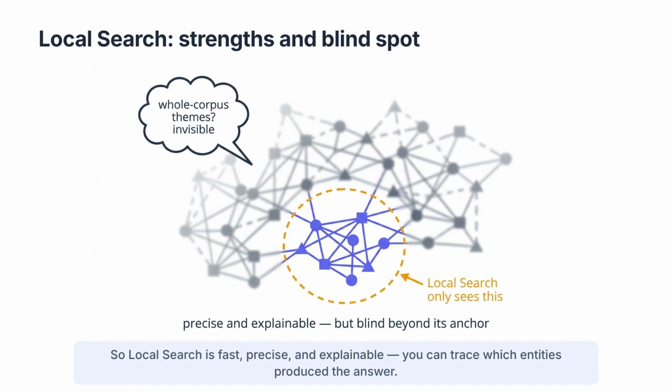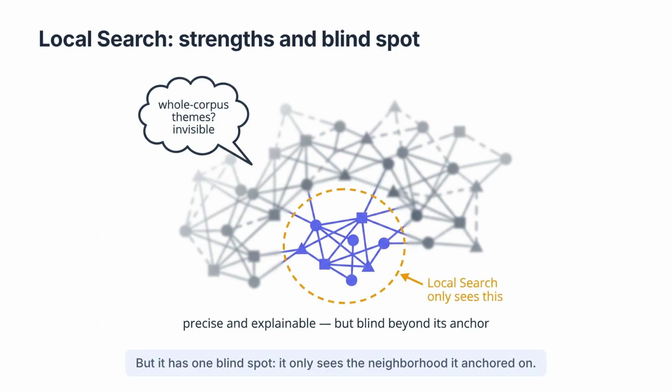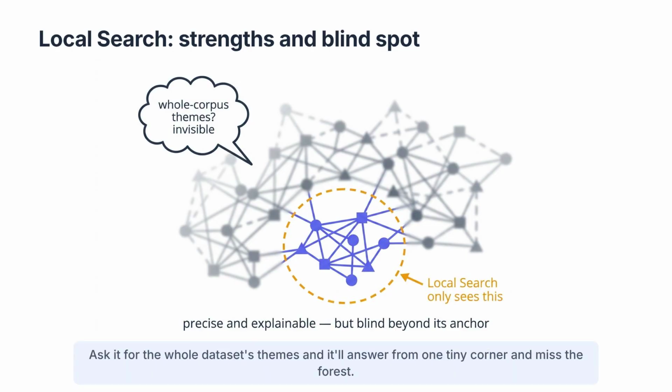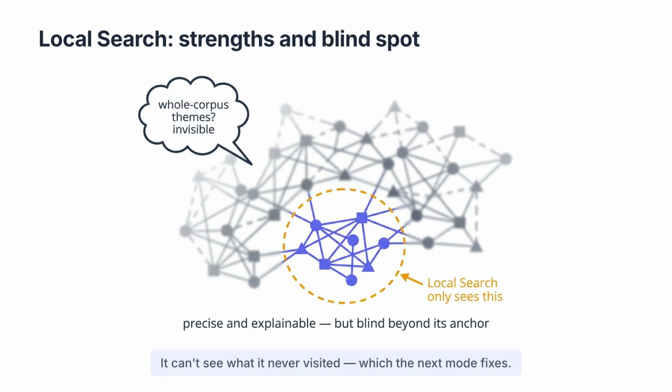So local search is fast, precise, and explainable. You can trace which entities produced the answer. But it has one blind spot: it only sees the neighborhood it anchored on. Ask it for the whole dataset's themes, and it'll answer from one tiny corner and miss the forest. It can't see what it never visited, which the next mode fixes.